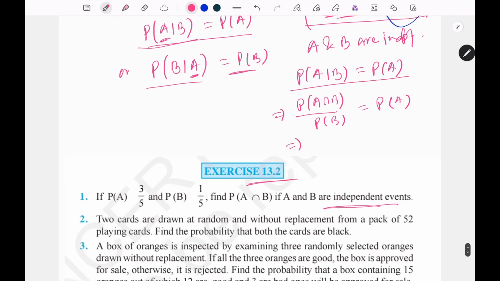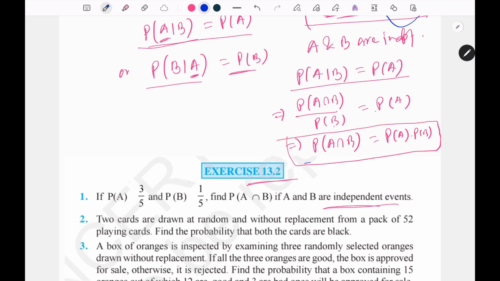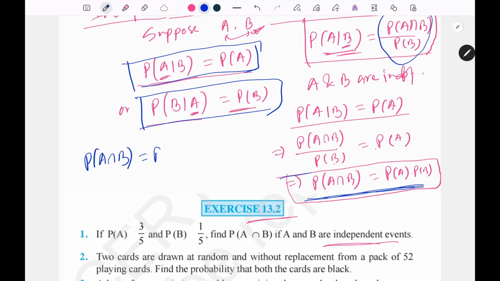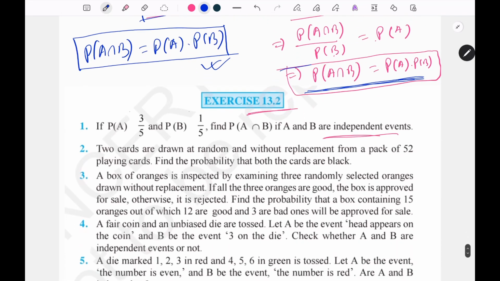Now from here we get the probability of A intersection B is the same as the probability of A multiplied by the probability of B. So remember this formula. In most of the questions we will apply this formula, or these formulas. These three formulas are important for independence of two events. If the question asks to show that A and B are independent, we will show that the probability of A intersection B is the same as the probability of A into the probability of B. If this holds, then A and B are independent. So let's start solving the questions.